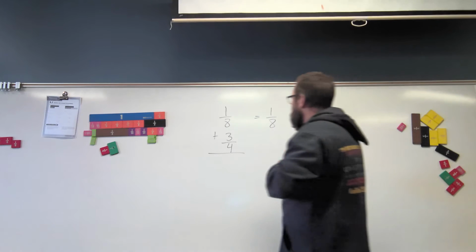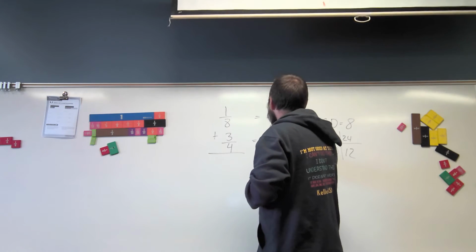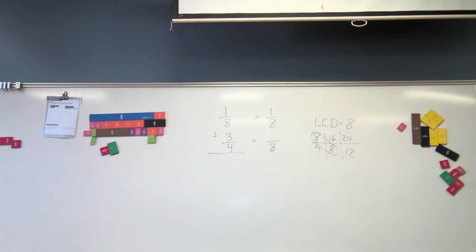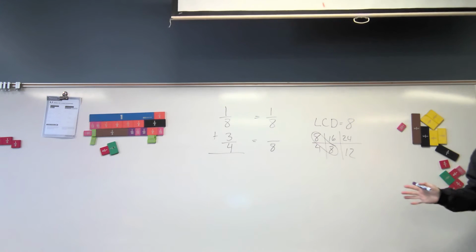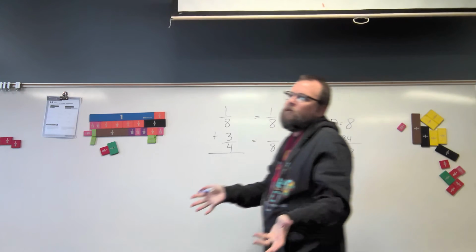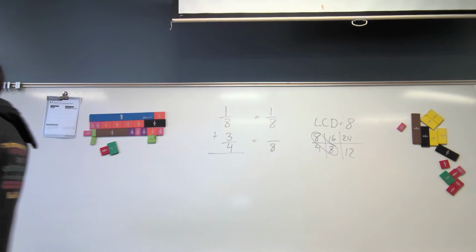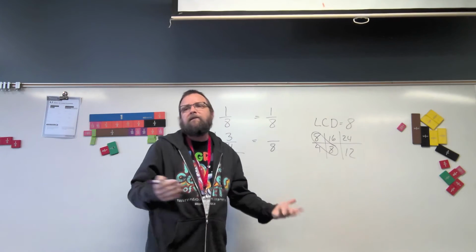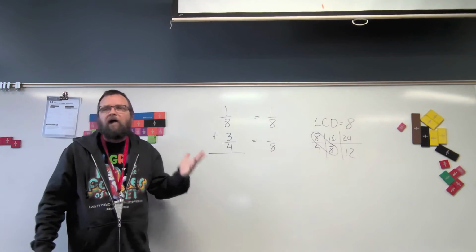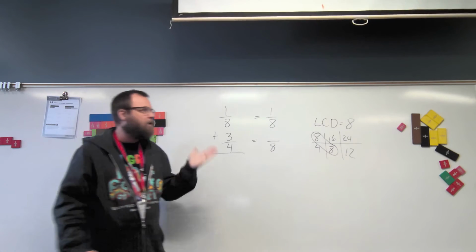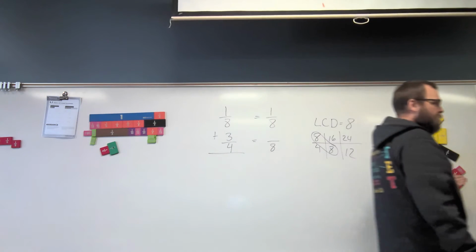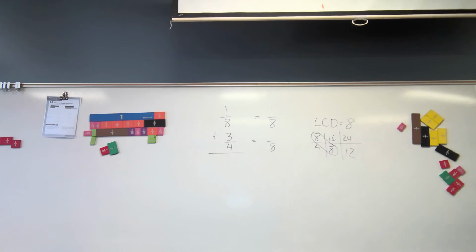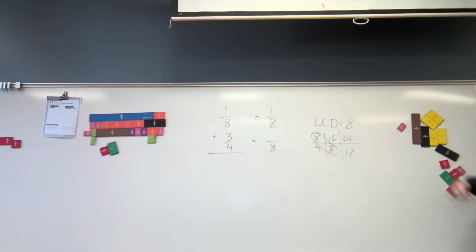However, I need to change 3/4. So it's something over 8, but I cannot change the value. It's like saying 60 minutes is an hour. It's the same thing. Like 4/4 is $1. It's the same thing. I'm not changing the value. I'm changing the way it is written. I'm finding an equivalent fraction. Next week you'll do a quick short review of equivalent fractions. This is how you do it.